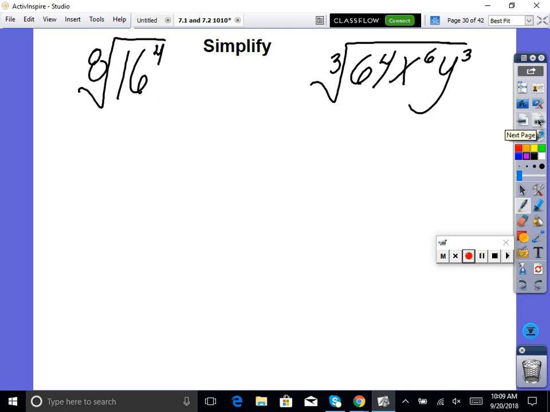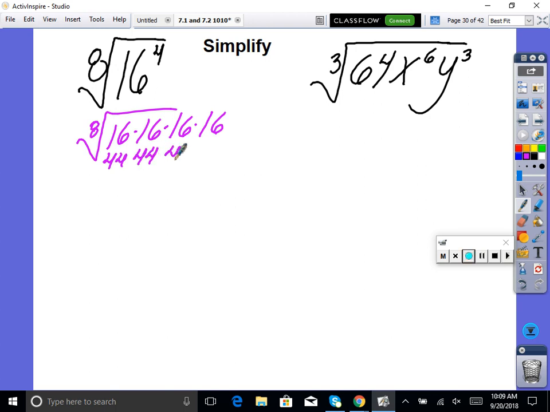Okay, it says simplify. So you'd say, okay, there's a couple ways to think of this. First of all, this is the 8th root of 16 times 16 times 16 times 16, true? Yeah. Which is 4 times 4 times 4 times 4 times 4 times 4 times 4 times 4. How many 4s is there? So what's my answer? 4, because there's 8 of them.